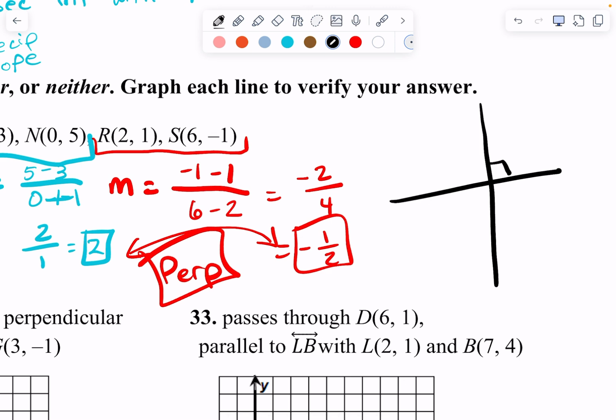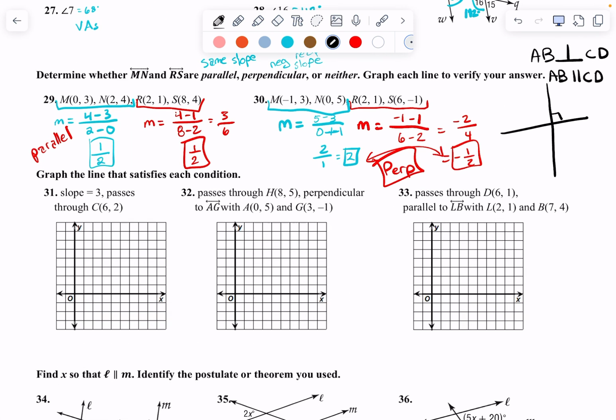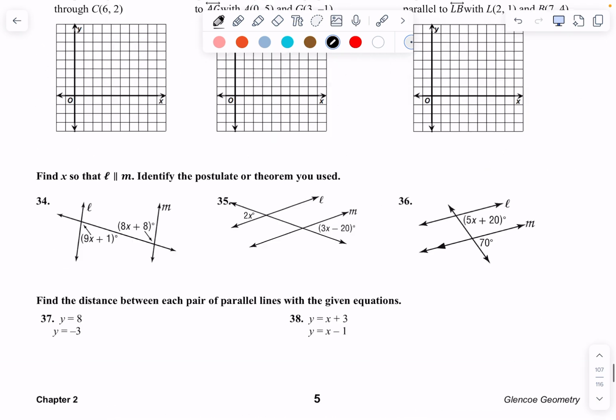Do you know the symbol that they use for perpendicular in your book? One line, it's like an upside down T like this. So if AB is perpendicular to CD, that's the symbol that they will write. What will they write for parallel? 2 lines. Yeah, if AB is parallel to CD, that's the notation that they will use. Got it? Beautiful.